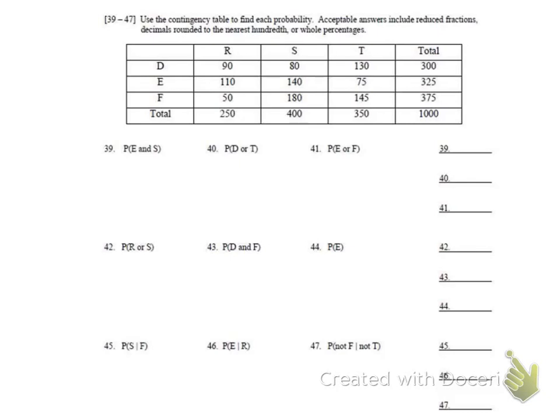So now in 39 through 47 we're looking at a contingency table, also known as a two-way table. We need to find the various probabilities. So we'll start with the probability that E and S occur.